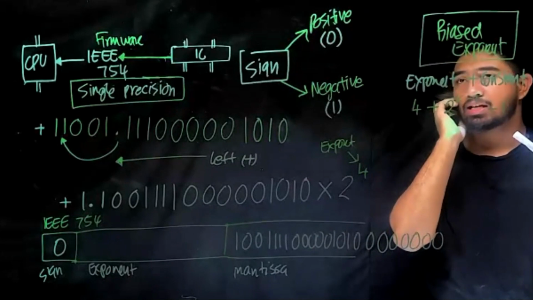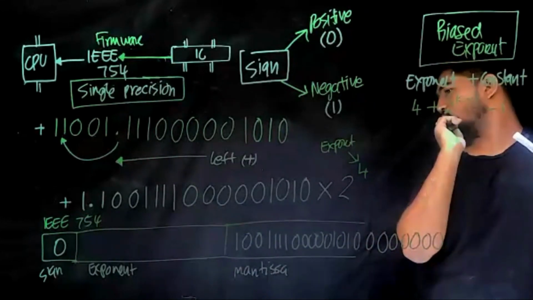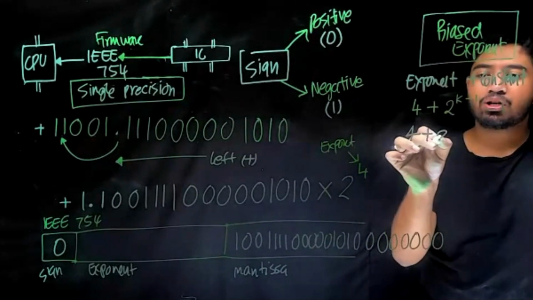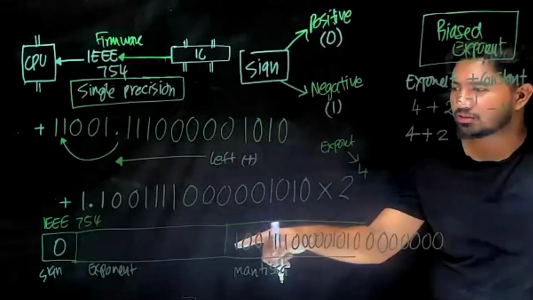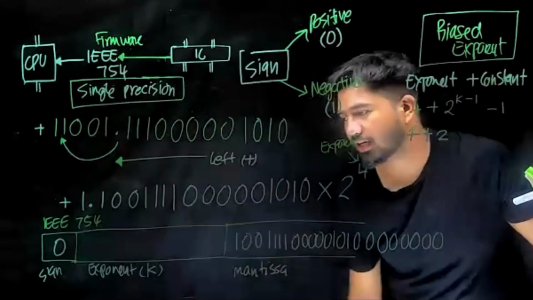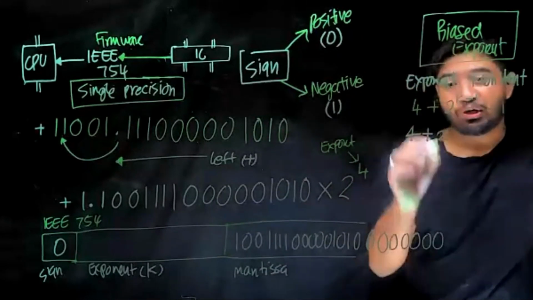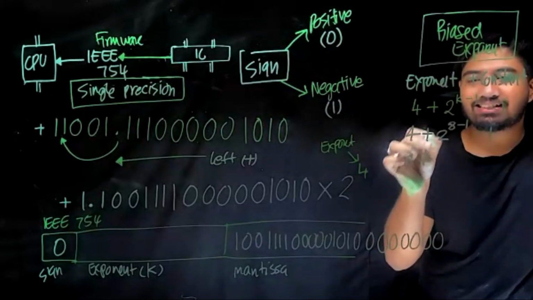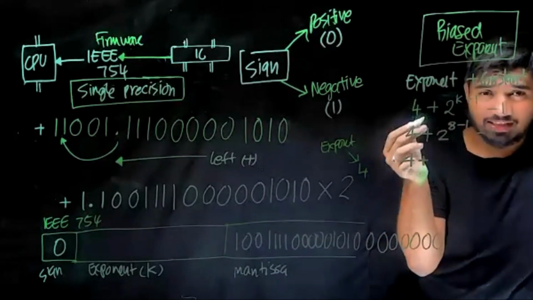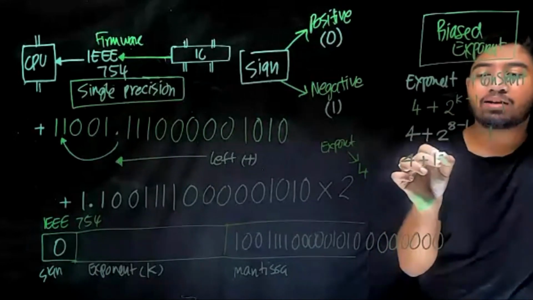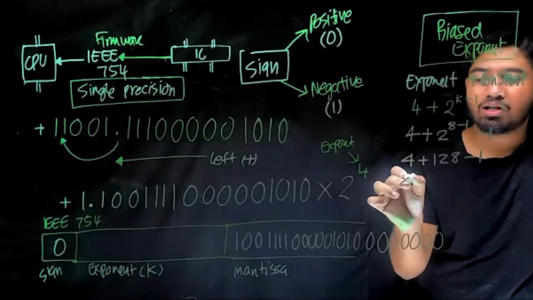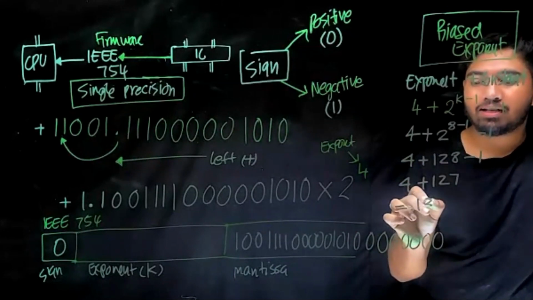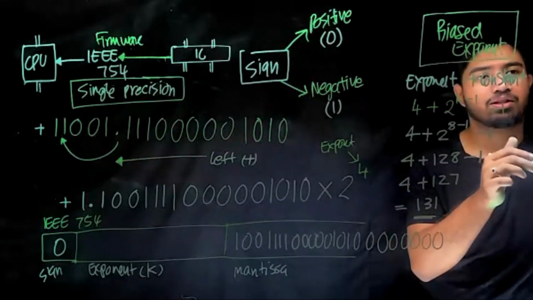How many bits are allocated for the exponent? k is the number of bits, so k is 8. 4 plus 2 to the power 8 minus 1, which is 2 to the power 7. 2 to the power 7 is 128, minus 1 is 127. 4 plus 127 is equal to 131. So this is our biased exponent.